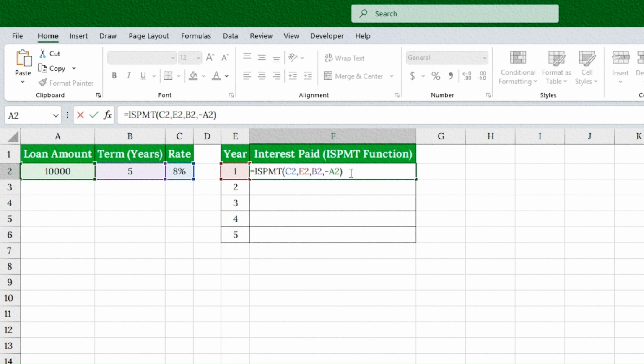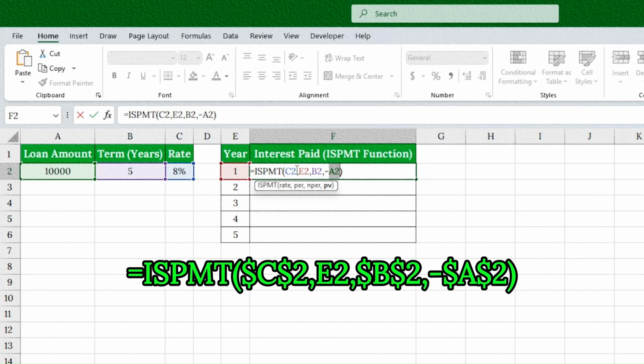Let's break that down. C2 is our interest rate. E2 is the year number. B2 is the total loan term. A2 is the loan amount, entered as a negative loan amount because it's an outgoing payment. Our loan amount, interest rate, and term are fixed, so use dollar signs to fix them by pressing F4.